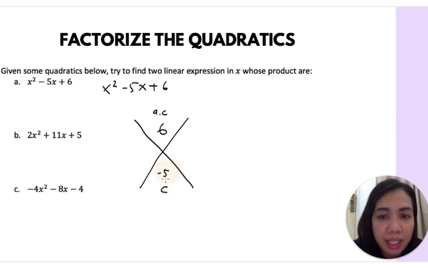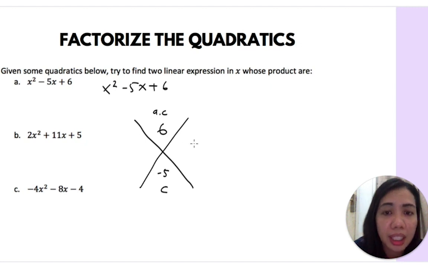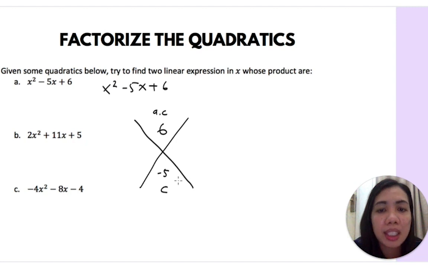Okay, now the next thing is I have to find two numbers. The first number I'll put in here, and the second number I'll put in here. When I add them, they will be equal to minus 5, and whenever I multiply those numbers, it equals 6. Okay, what numbers? Can you think what numbers they are?